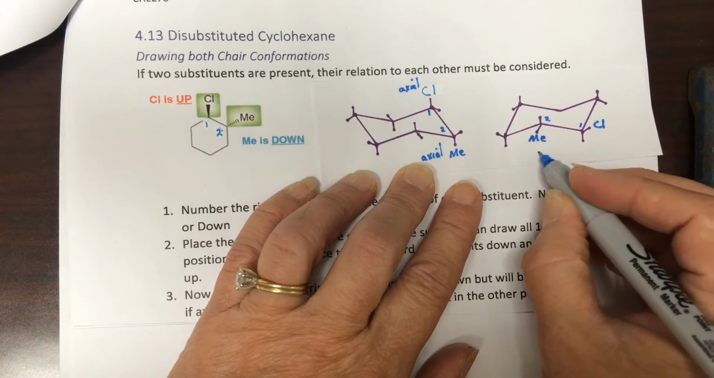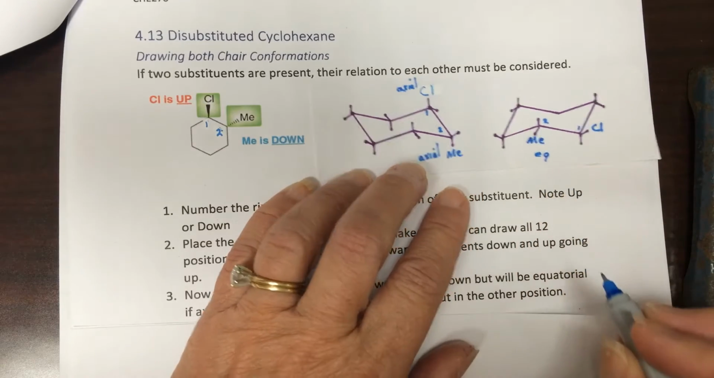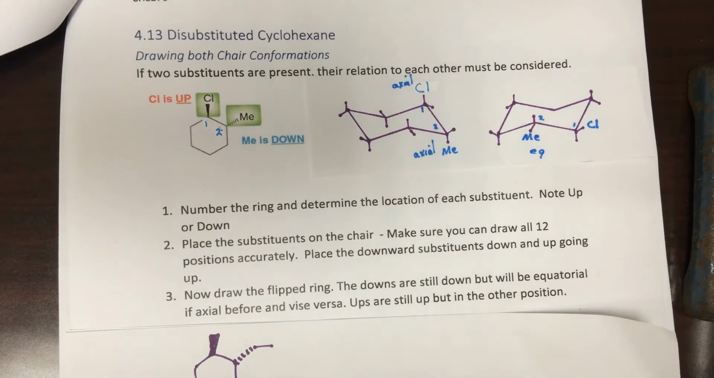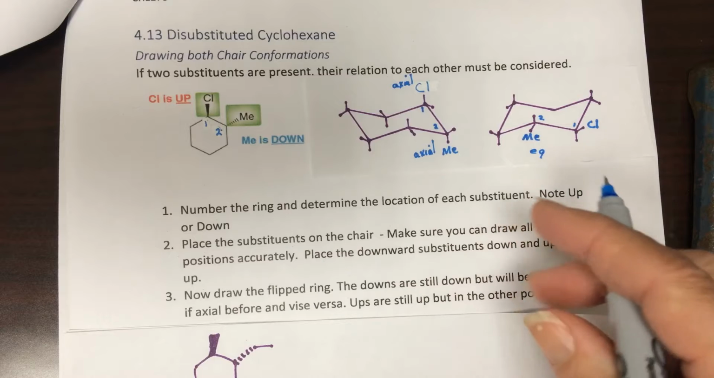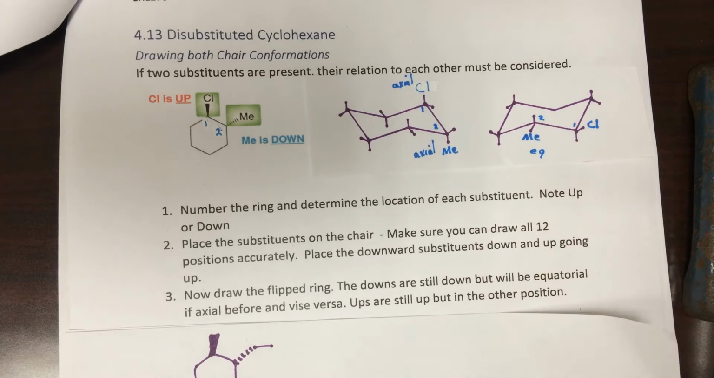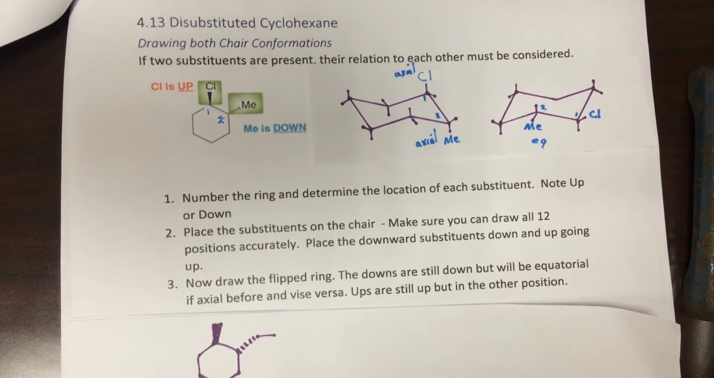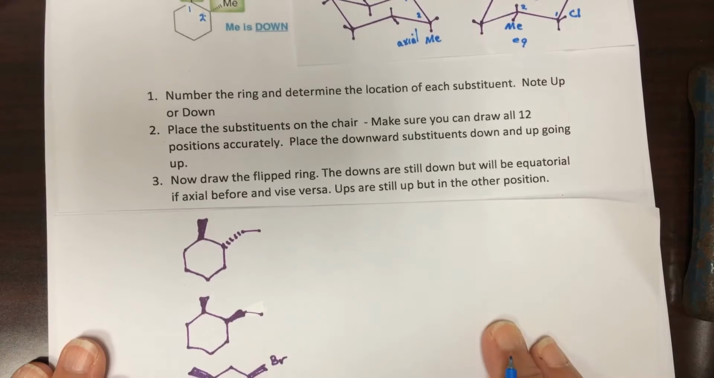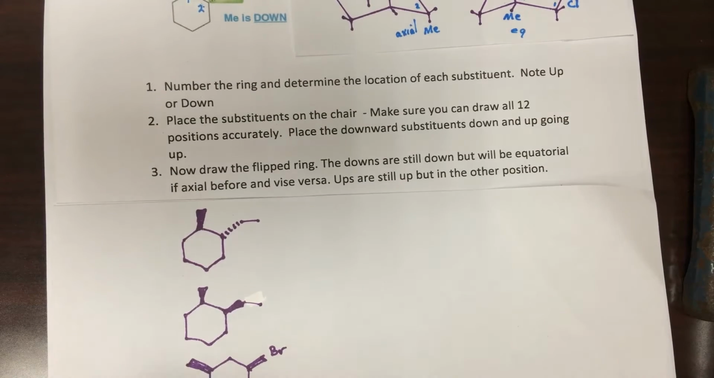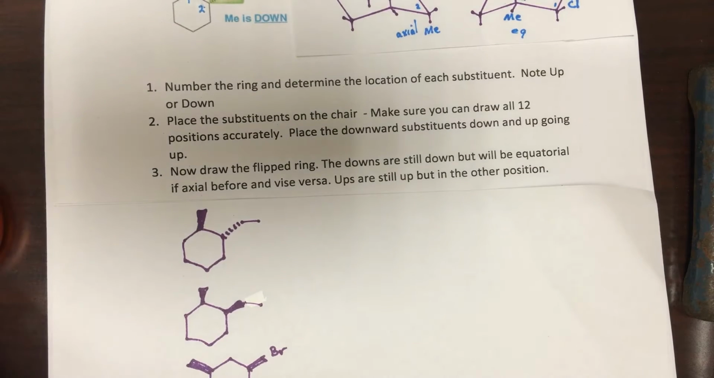So these are both equatorial. And they haven't changed position. The methyl group is down in both pictures. The chlorine is up in both pictures. Okay, so let's do some more practice. You are going to have to make sure that you can draw all 12 positions accurately.